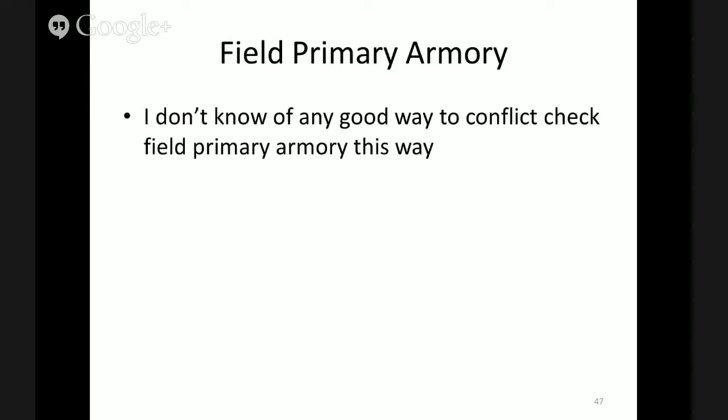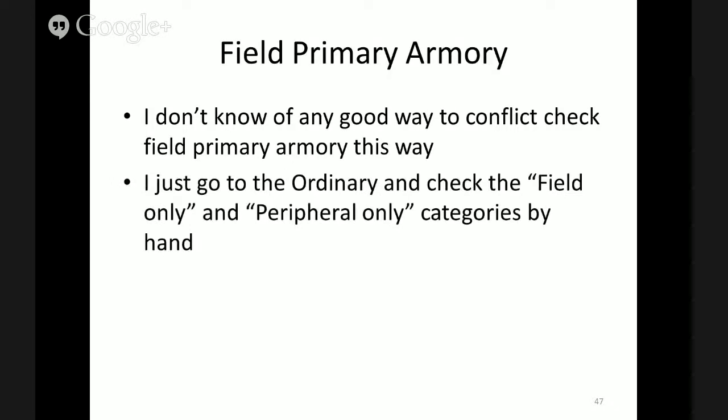Yes. All right, field primary armory. I don't know of any good way to conflict check field primary armory this way. Just go to the ordinary and check field only and peripheral only categories by hand. They're not that big. They're alphabetical. You can kind of do it at a fairly good clip. Not well suited to complex search form. Again, there may be people out there that know how to do it. I don't.